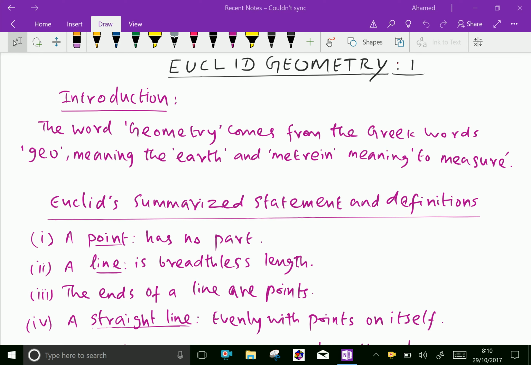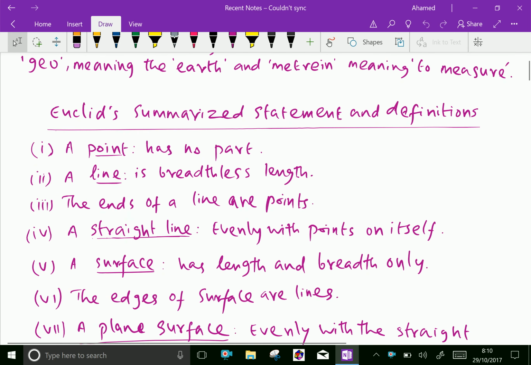In Euclid geometry, let us discuss the introduction of Euclid geometry. The word geometry comes from the Greek words geo, meaning the earth, and metrein, meaning to measure. Euclid's summarized statements and definitions.